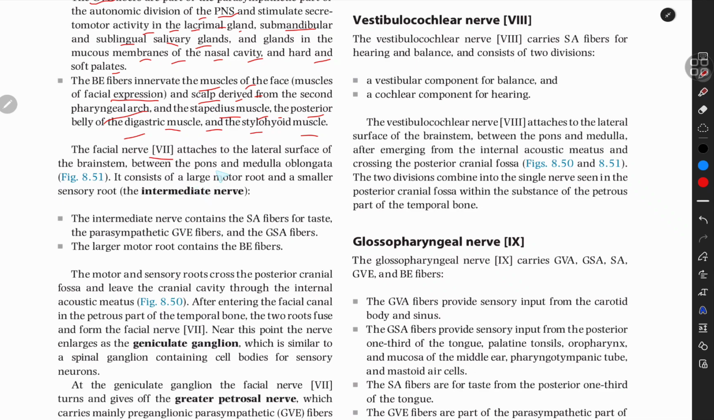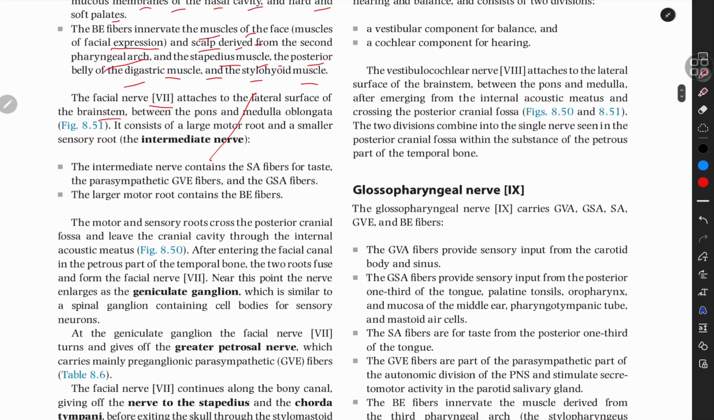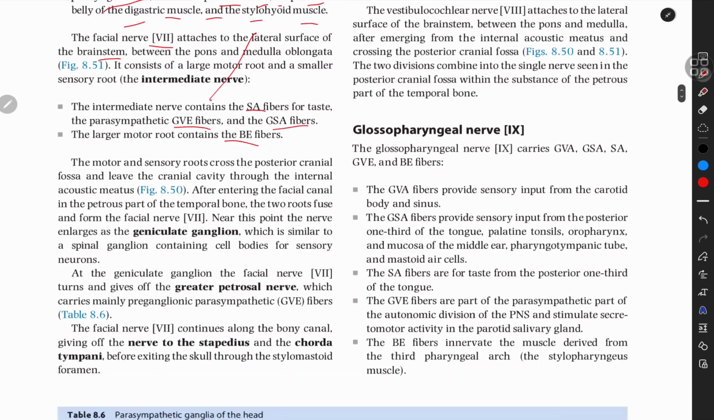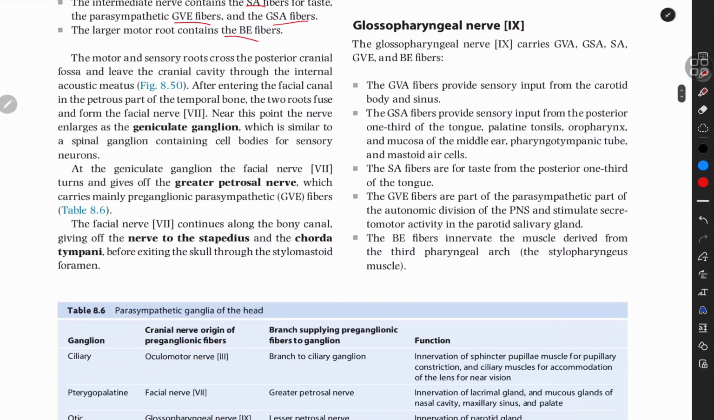Facial nerve 7 attaches to the lateral surface of the brainstem between the pons and the medulla oblongata, and contains a large motor root and a small sensory root. The intermediate nerve contains the sensory afferent fibers for taste, parasympathetic general visceral efferent fibers, and the general somatic afferent fibers. The larger motor root contains the branchial efferent fibers. Motor and sensory roots cross the posterior cranial fossa.